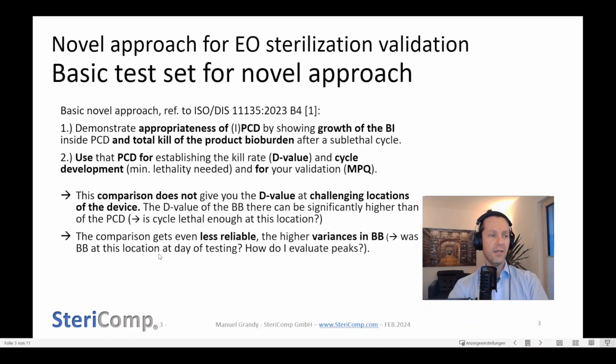And the second point to mention here is the comparison gets even less reliable the higher the variances in bioburden. So there the question is, was there any bioburden at this location on the day of testing, or just very low bioburden in numbers?